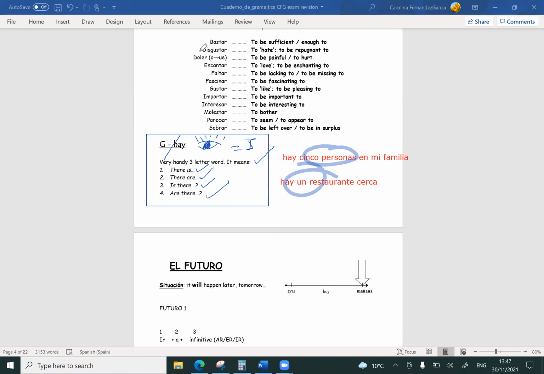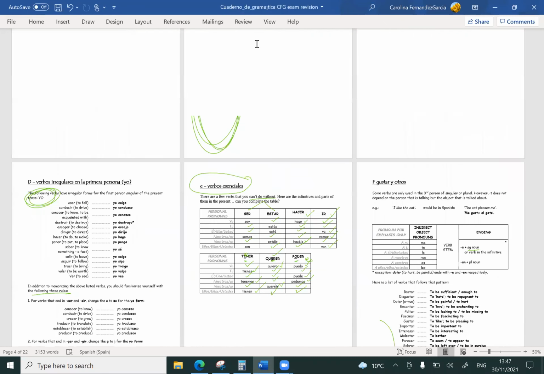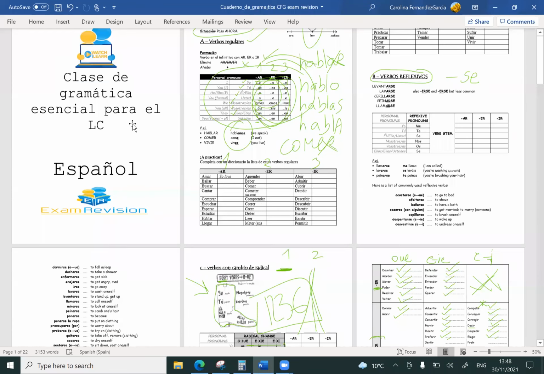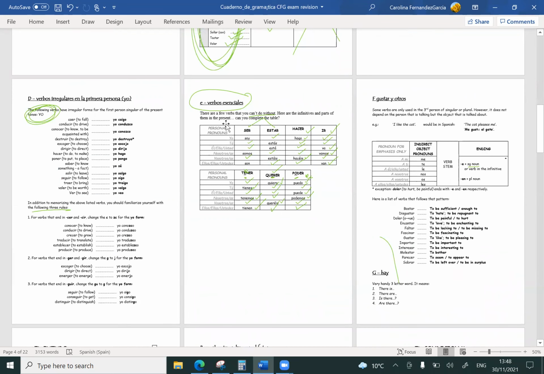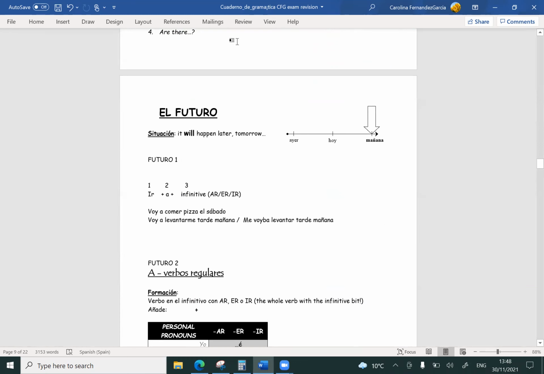So that's everything you need to know about the present tense for the exam. Regular verbs, reflexive verbs, radical changing verbs, irregulars in the yo form, essential verbs, verbs like gustar, and others of opinion, and the verb haber. But what happens? We need other tenses in the exam. We also need the future tense, and that's exactly what we're going to do now. But it's not as long and complicated as the present tense.